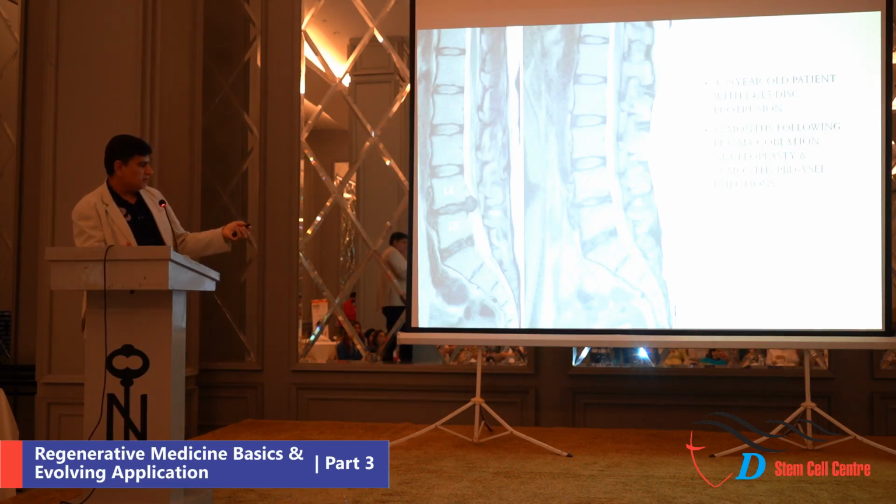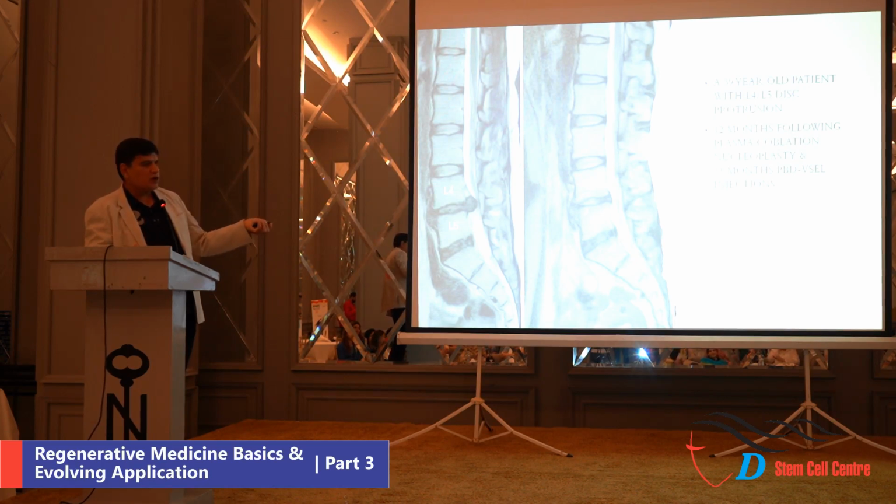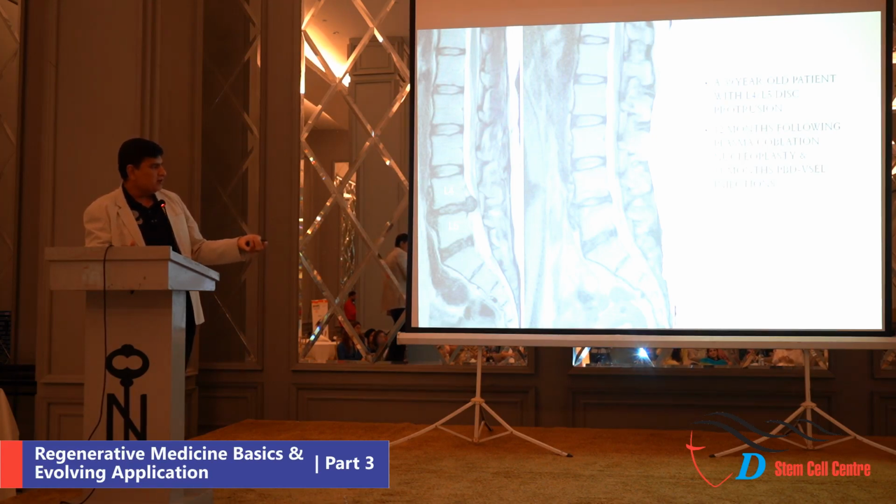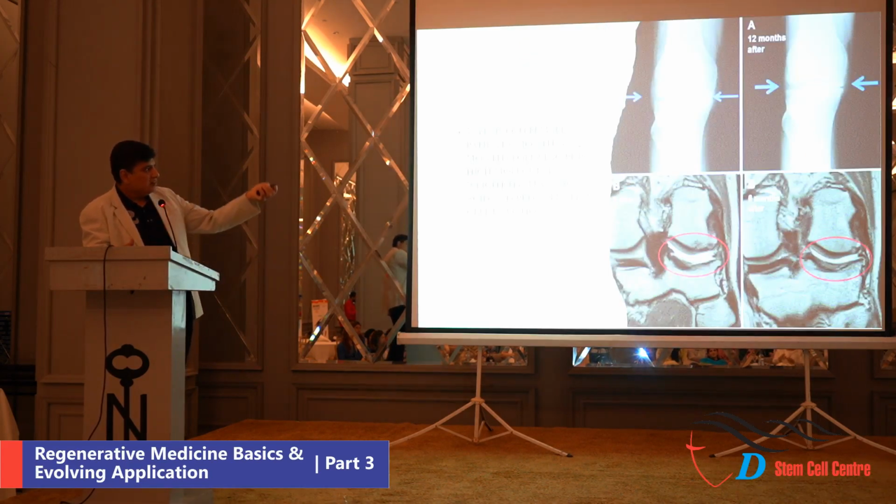Right, this is another patient with a huge disc, and this patient developed cauda equina, loss of bowel and bladder. We did nucleoplasty followed by intradiscal stem cells, and you can see the disc hydration improve, and the patient is now walking comfortably. This is a knee joint on MRI. You can see the increased thickness of cartilage compared to the pre-treatment.